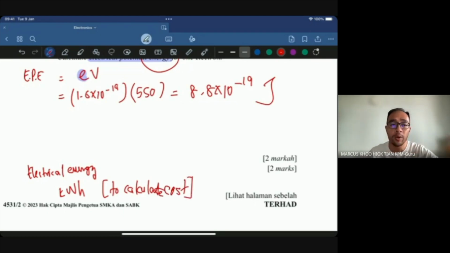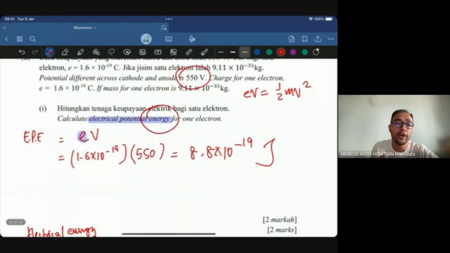The only time we calculate energy in a different unit is to calculate the cost of electricity, and that one we use kilowatt hour. Other than that, make sure that you put the unit for energy as joule. Oh well, I think there's another instance, but I cannot remember it now.